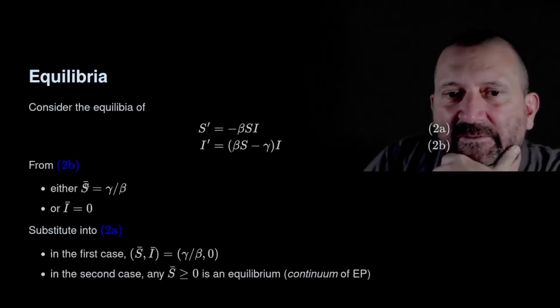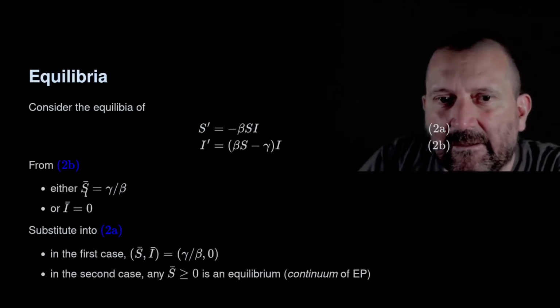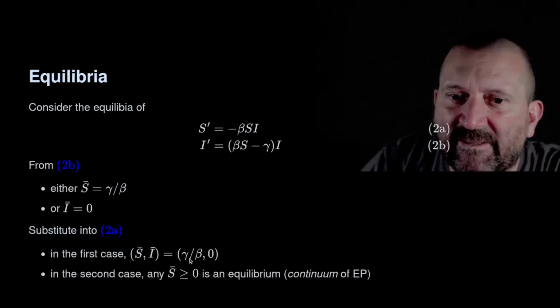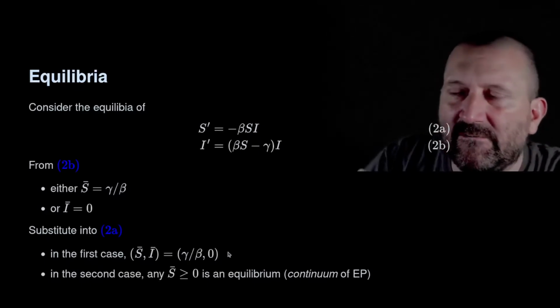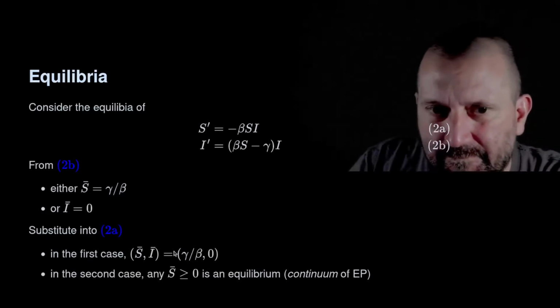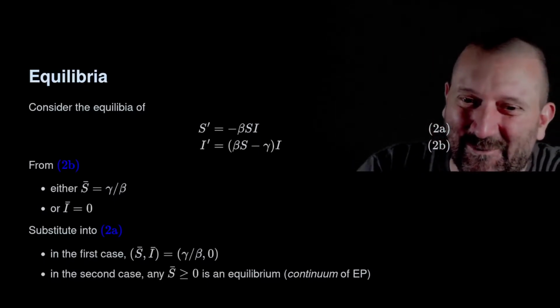So when I substitute these values into the first equation, I get, in this case, that S and I must equal gamma over beta and 0. That's a good case, let's say, in the sense of the mathematical analysis, I should point out.